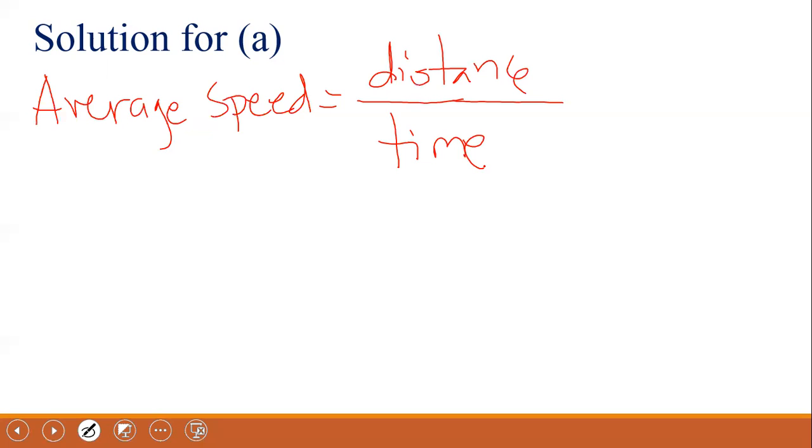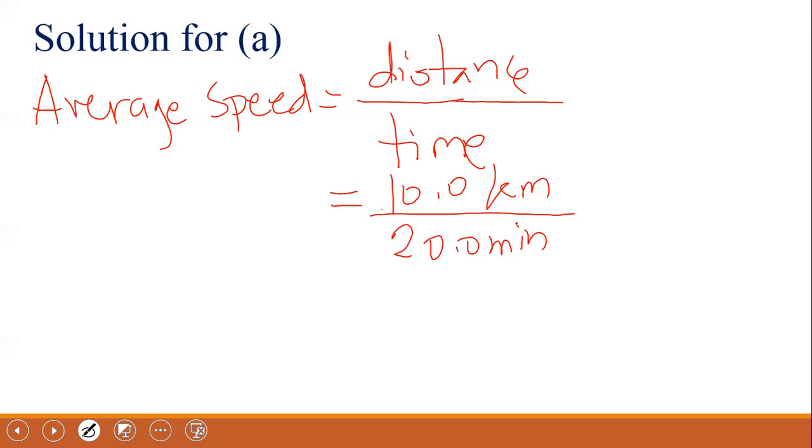So what's next? Substitute the given values for distance and time. So we are now going to substitute. Our distance is 10 kilometers and the time is 20 minutes. So this is now equal to 0.500 kilometers per minute.